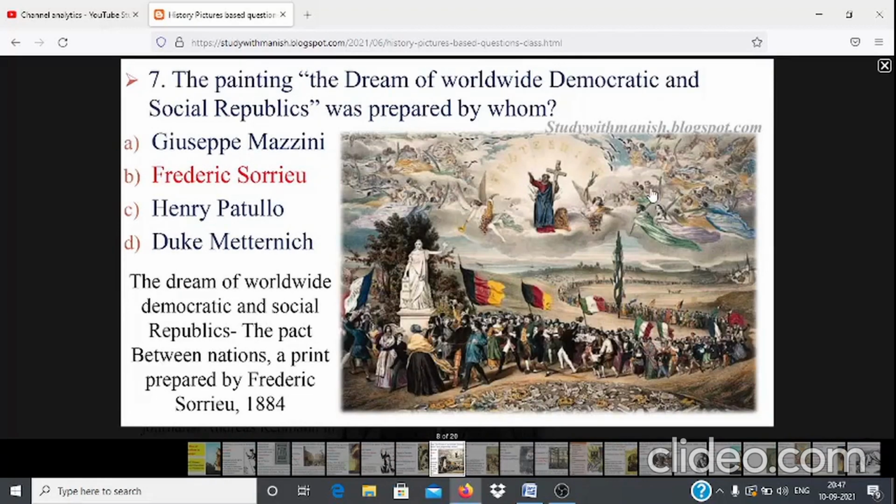Question number 7. The painting The Dream of Worldwide Democratic and Social Republics was prepared by whom? Options are A. Giuseppe Mazzini, B. Frédéric Sorrieu, C. Henry Patullo, and D. Duke Metternich. And the answer is Frédéric Sorrieu.